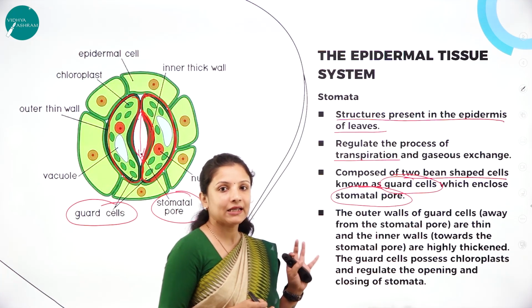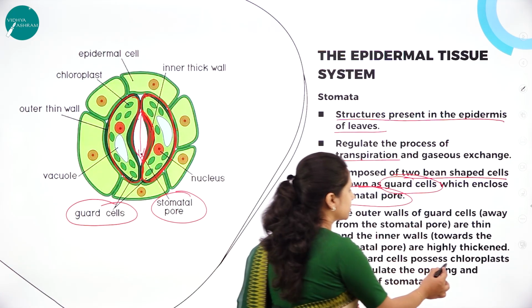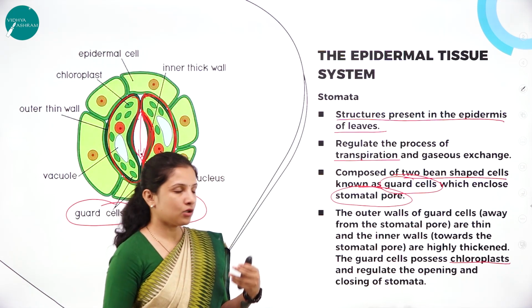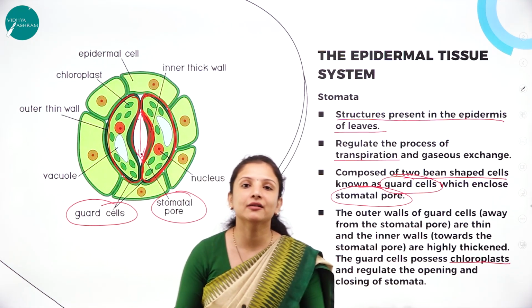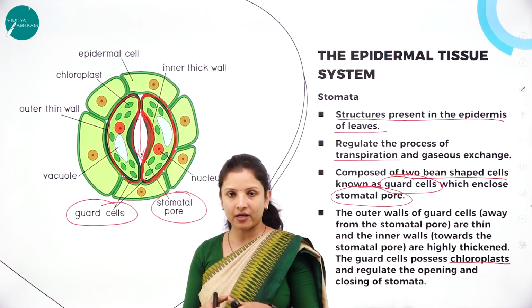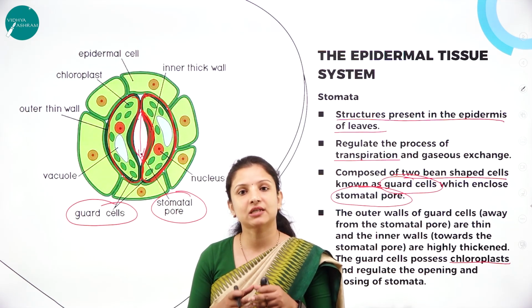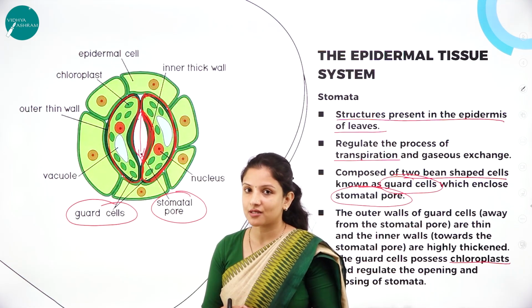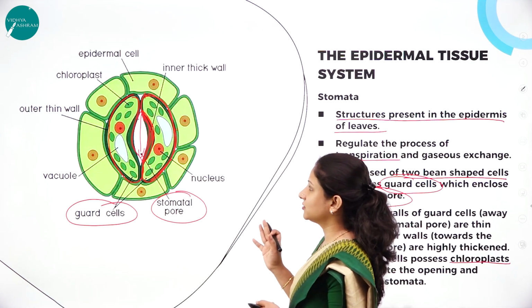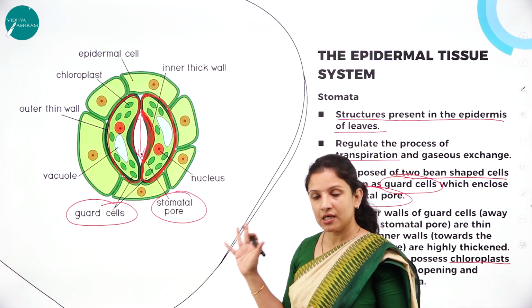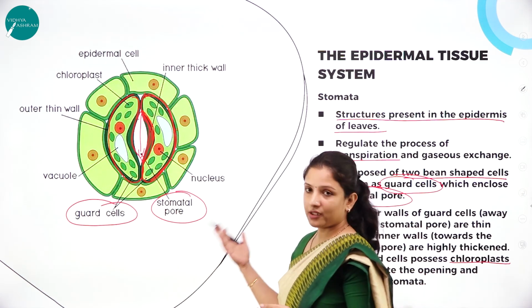And apart from that, the guard cells also possess chloroplasts which help in the process of photosynthesis, and also these guard cells regulate the opening and the closing of the stomata, which is very, very important for the exchange of gases and for regulating the transpiration process. So this is the structure. This is very, very important, which usually comes for the exam along with the diagram.